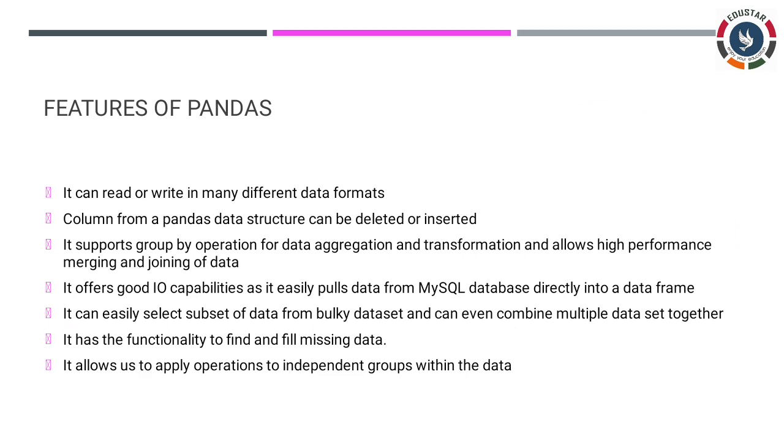What do you mean by good IO? That means input and output. It has the capability to easily pull data from a MySQL database. What does MySQL mean? Structured Query Language. Using Structured Query Language, we can give input data and get output data from the pandas library. It also has functionality for finding and filling missing data, allows operations on independent groups, and supports reshaping of data into different forms. So these are the features of the pandas library.